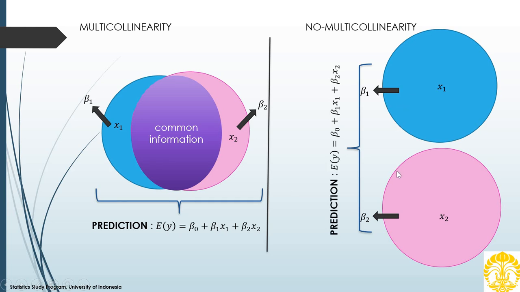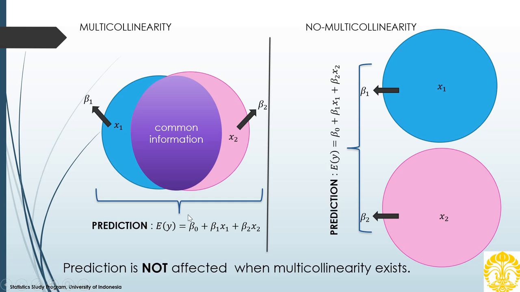The same with here. So in other words, while we can't do partial interpretation for each of the contributions of the explanatory variables, we can still do the prediction in the case of multicollinearity, because for the prediction you take the whole thing. We don't care about what happened inside here, we just take the union.